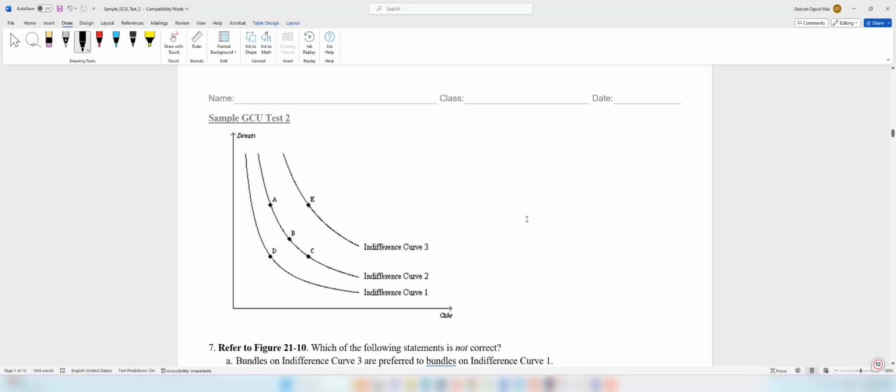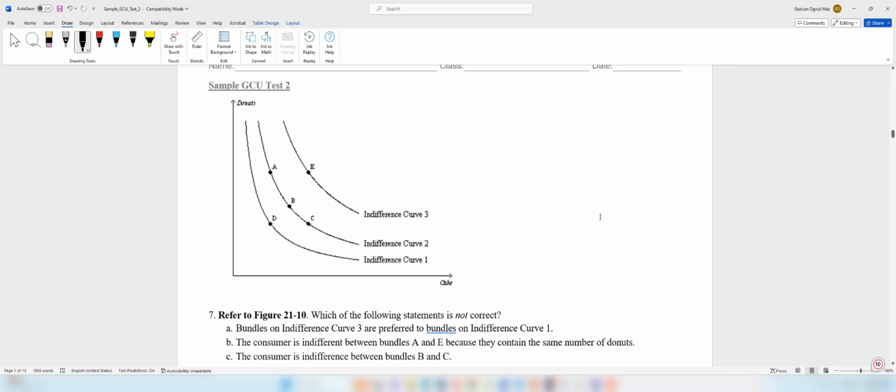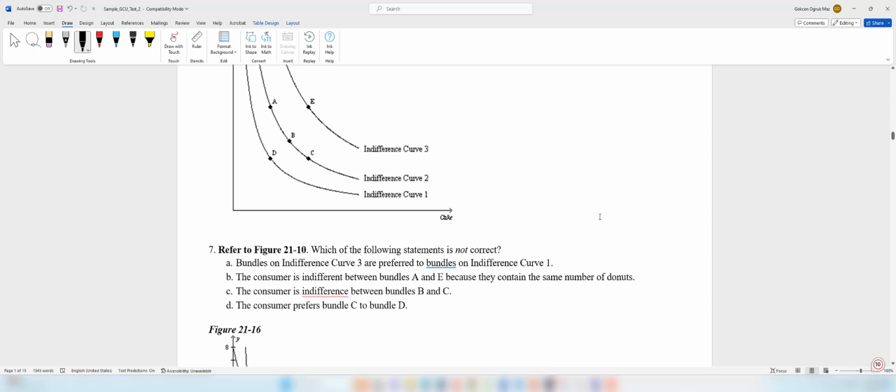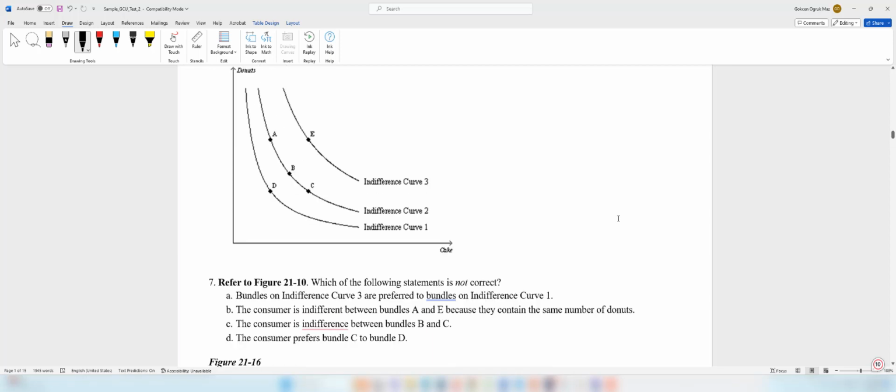Question 7. So you see here now the indifference curves. The higher the indifference curves, the more utility a consumer gets, okay? Which of the following statements is not correct? Let's see. Bundles on indifference curve 3 are preferred to bundles on indifference curve 1. That's correct. 3 is preferred to 2, 2 is preferred to 1, also 3 is preferred to 1.